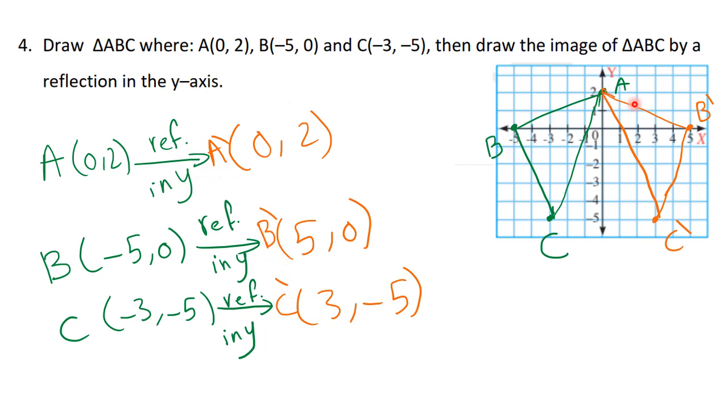Now we have got all the image points for these coordinates: A', B', C'. So we draw these points on the coordinate plane. A' here will be the same point as A, B' is here, C' is here, and we use the ruler to join these lines.